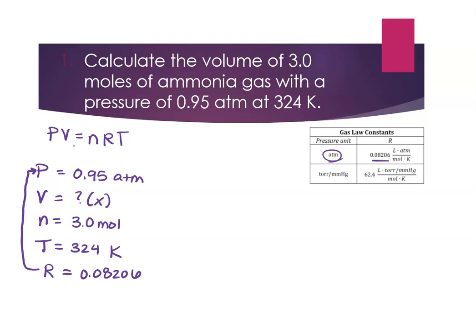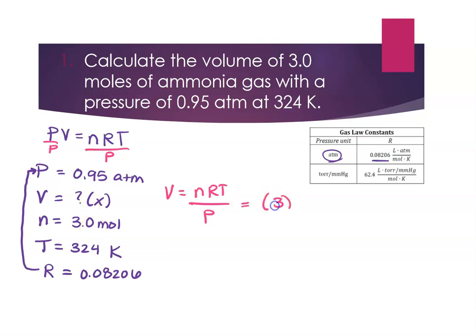However you do it doesn't make any difference. As long as your logic is reasonable, you will get the right answer. All right, so I need to get volume on a side by itself, so it means I'm going to divide both sides by P. So I get V is equal to nRT over P.